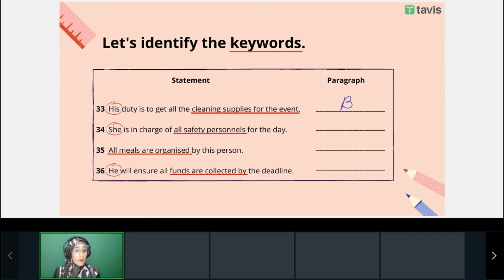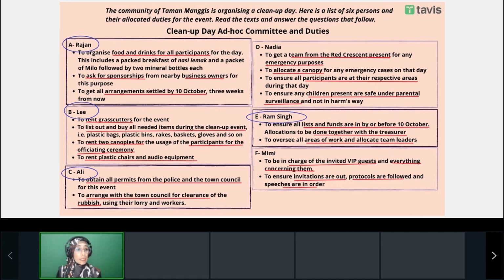Okay, moving on to 34. She is in charge of all safety personnel. So she is in charge for the safety. So now we got to identify a girl. Okay, let's maybe color this in pink. So here we have one girl, one woman, Nadia and Mimi. Nadia and Mimi. So who is in charge of the safety? Safety personnel. Who is it?